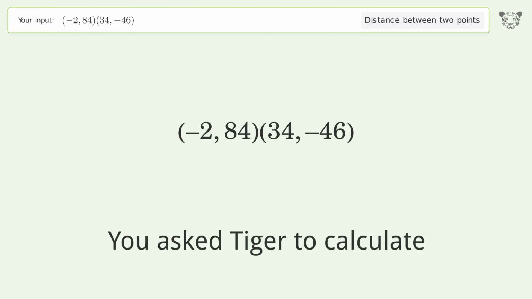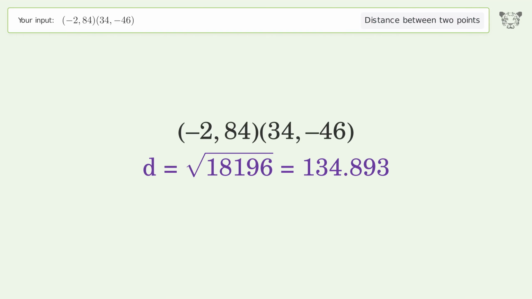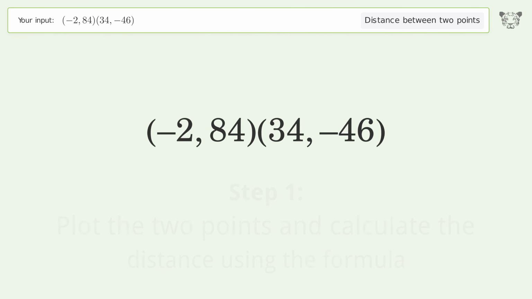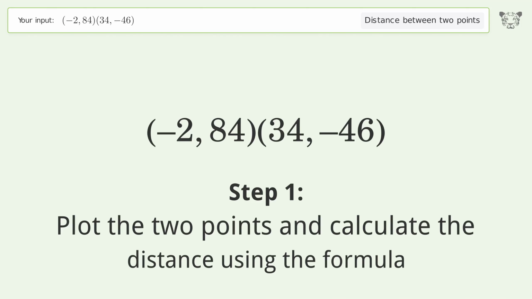You ask Tiger to calculate. This deals with the distance between 2 points. The distance between the 2 points is the square root of 18,196, or 134.893. Let's solve it step by step. Plot the 2 points and calculate the distance using the formula.